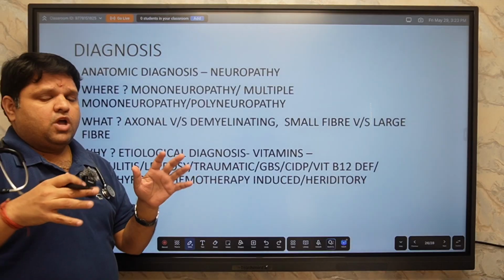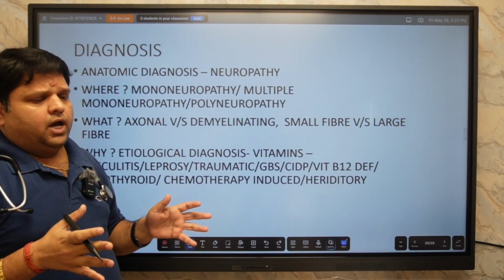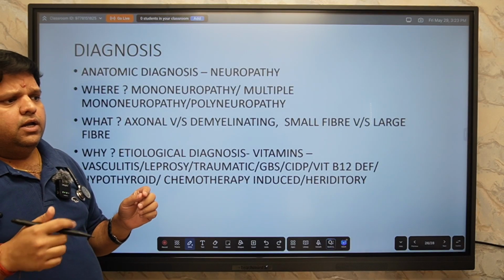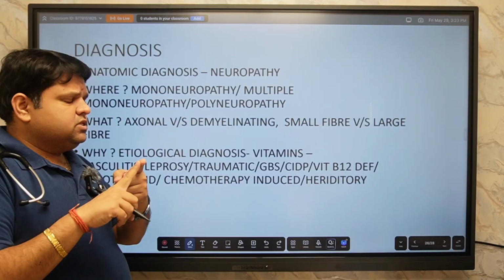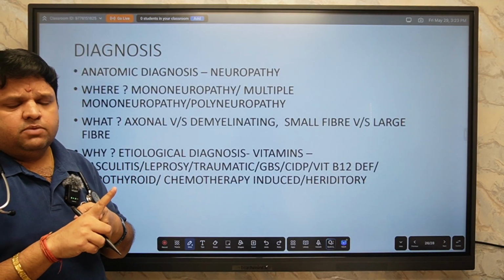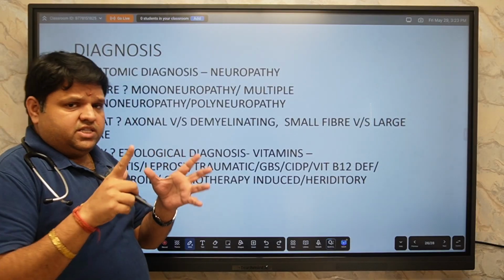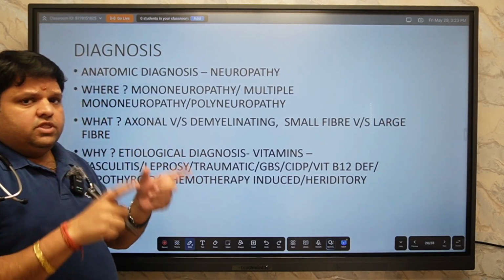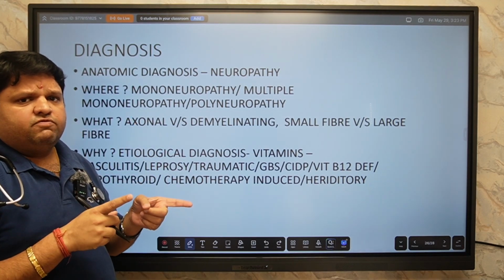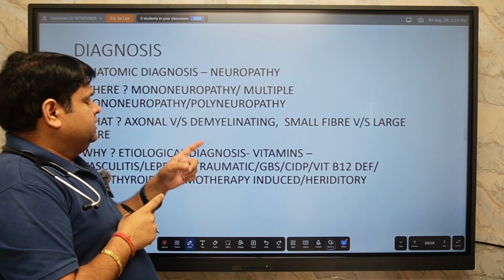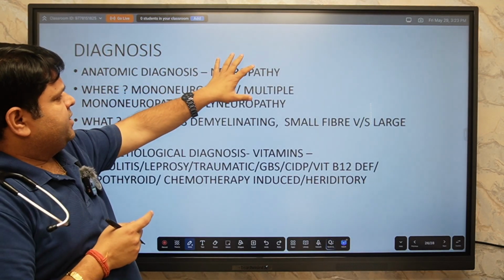Now we take a detailed history: where is the lesion, what is the lesion, and why does this lesion occur, all three points. Then proper examination of the nervous system, especially the sensory system: pain, touch, temperature, vibration, joint position. Sensory nervous system examination is very important. With motor system examination, we look for atrophy, deep tendon reflexes, superficial reflexes, and plantar reflexes. Then we reach the anatomical diagnosis: there is a neuropathy.